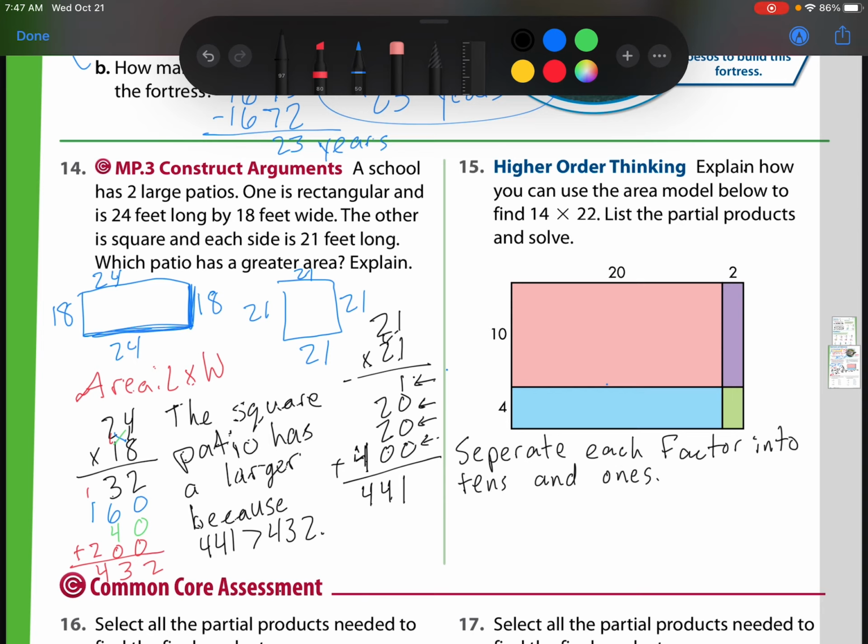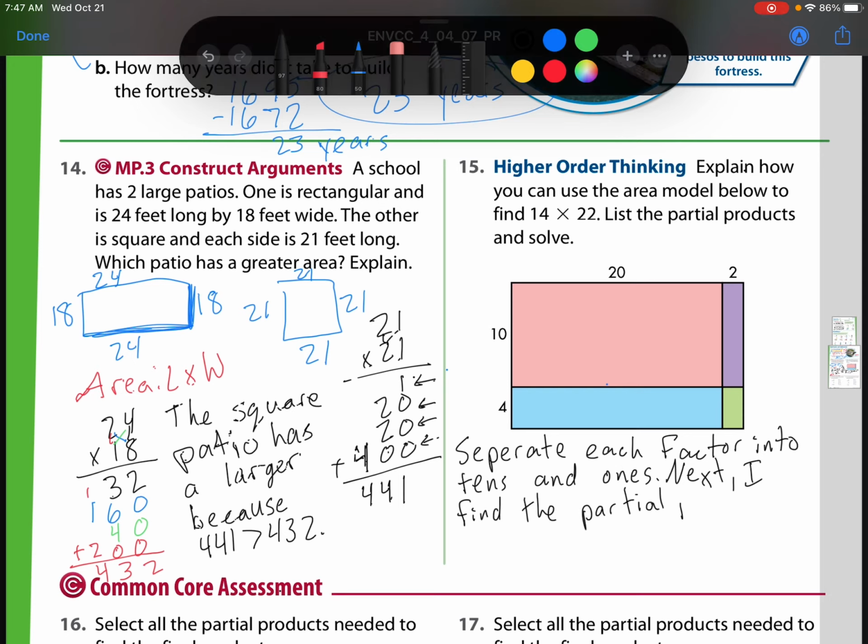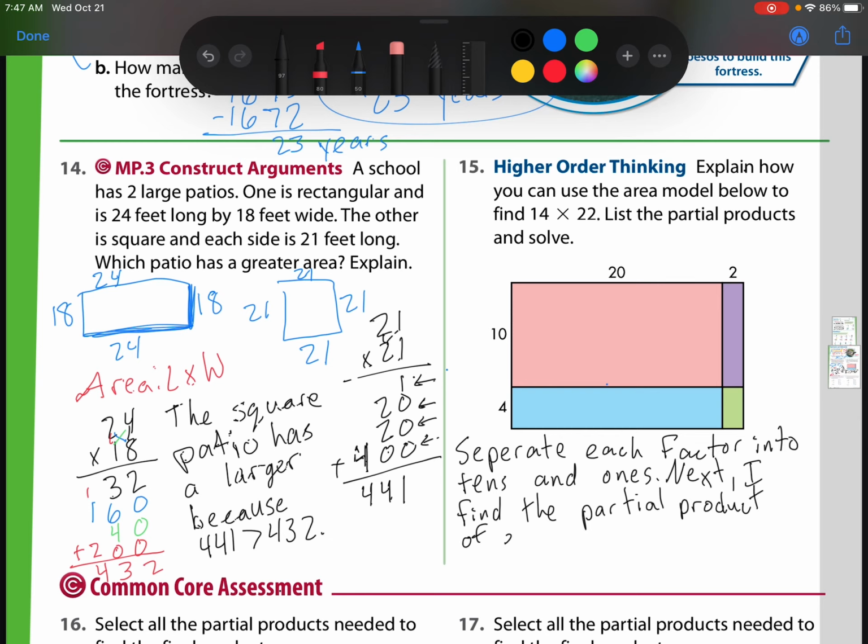of the area model. So next, I find the partial product of each area model. And then what do I do after I do that? Well, let's find the area of each of those and then see if we remember what we do.